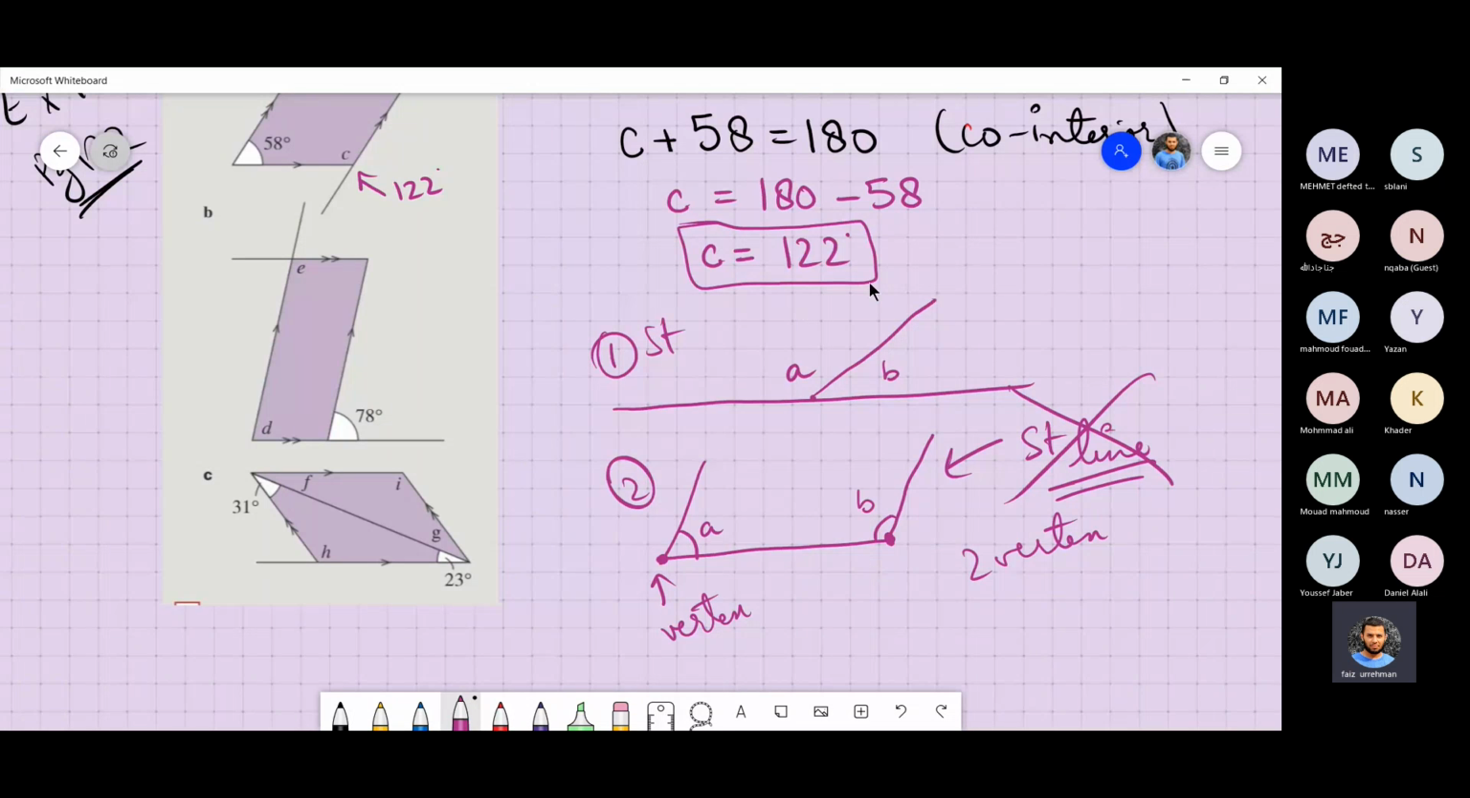For example, look at the first diagram. How many vertex are there? Only one vertex is here. Yes, sir. Where is two? Two is in the second diagram, here and here. In the first diagram, you can see only one vertex. So if there is only one vertex and there are multiple angles, then you can use straight line property. But when there are two vertex like this, how can you use straight line? No, you cannot use. Clear?